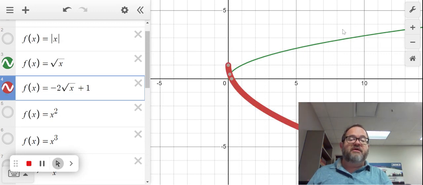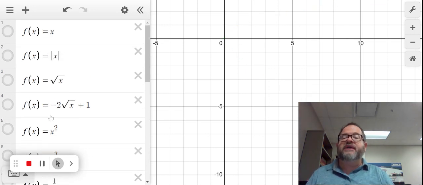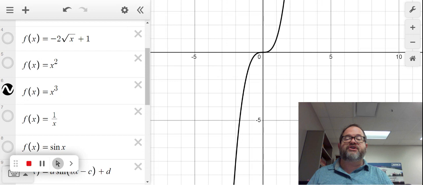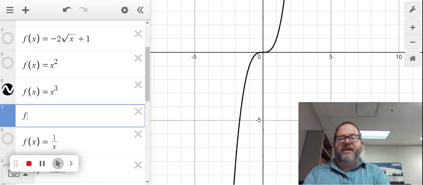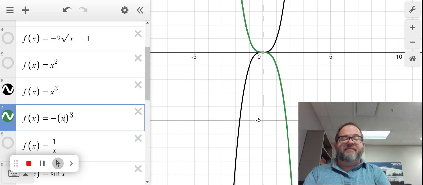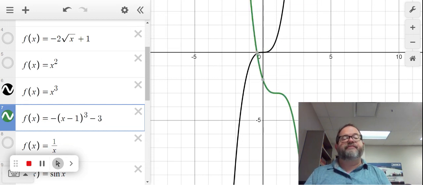If I turn the graph on, it's a little hard to see what's going on here, but you can see I've stretched the function, flipped it, and shifted it up. Now this is a little trickier to see for some of these other parent functions. If I did x cubed, here's the parent function for x cubed. Now let's transform that. How about f of x equals negative, but instead of x cubed, how about x minus 1 cubed, plus, how about minus 3?